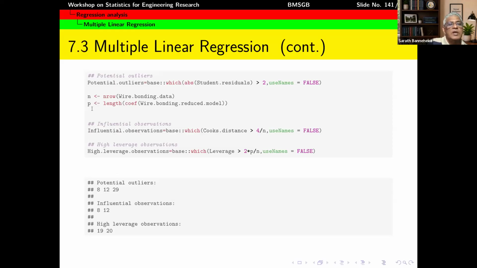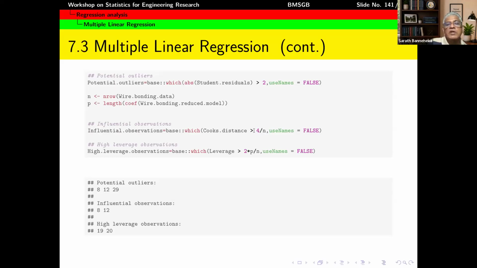And then I find influential observations. Again, potentially influential, not necessarily really influential. Here, I'm going to identify some potentially influential observations. The criterion for that is Cook's distance greater than 4 divided by n, where n is the number of observations we have. n is the number of rows in the wire bonding data set, which is the same as the number of observations. So that is the criterion.